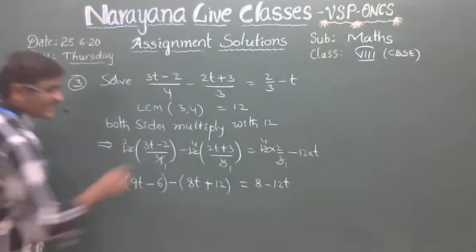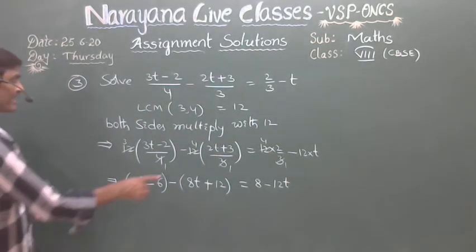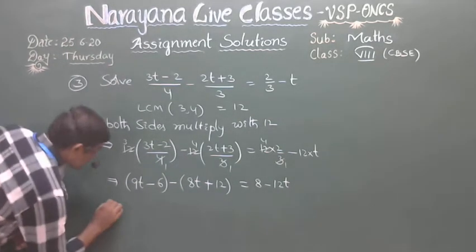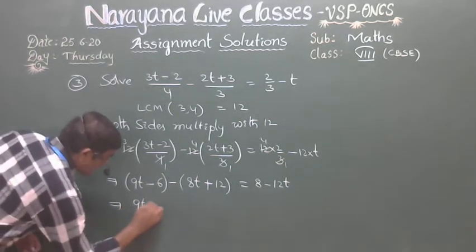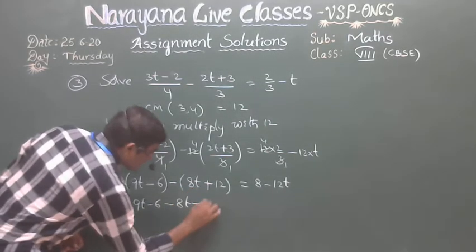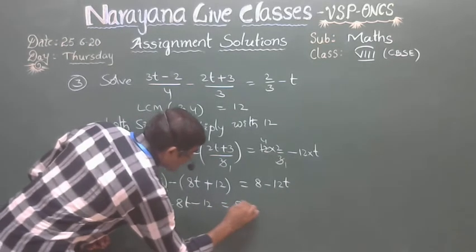Now let us eliminate these brackets first. When we eliminate this bracket, these two terms multiply with the minus symbol. So which means here 9t minus 6 minus 8t, this minus into plus, minus 12, equal to 8 minus 12t.